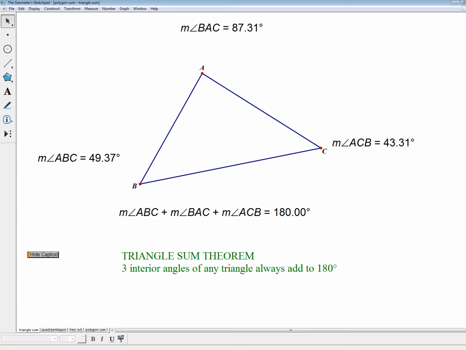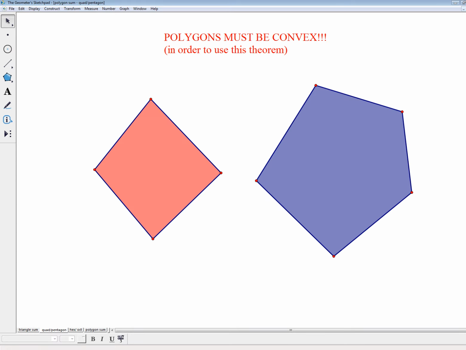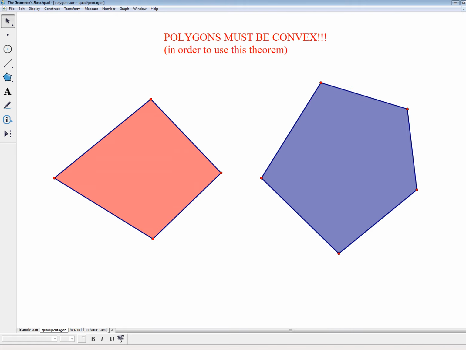Now let's apply this to some other polygons. And these are irregular. This one's a quadrilateral. Over here we have a pentagon. And to help you see how we're going to use the triangle sum theorem, what I'm going to do is from one vertex, I'm going to draw all of the possible diagonals.